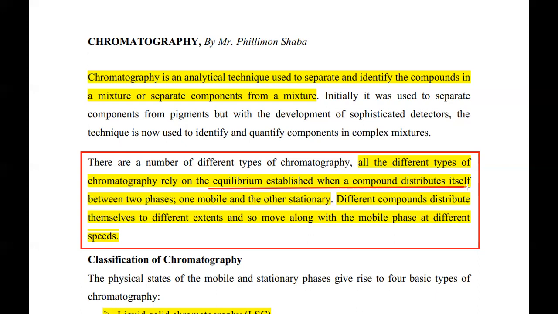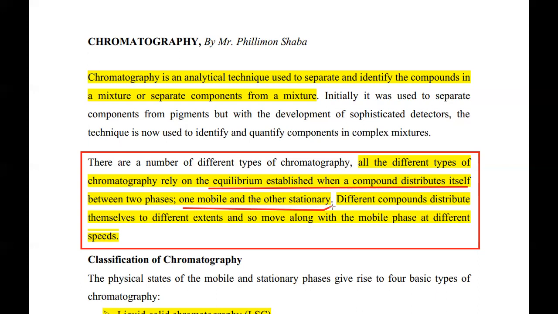Okay, where are they? Oh, they're here. We're saying one is the mobile phase, the other one is the stationary phase. So this has been brought out. Now, how do we really understand when we say mobile phase, when we say stationary phase?